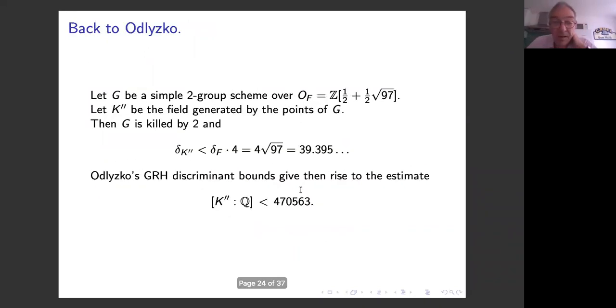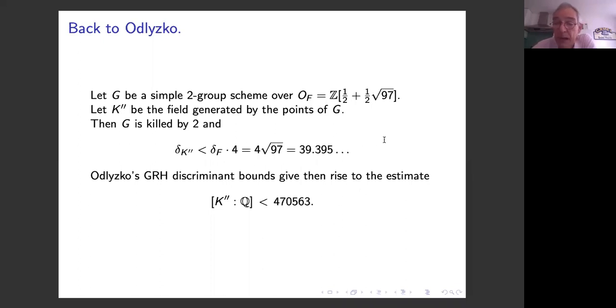Okay. Now remember how we did that over Q? Remember, we used Odlyzko. So we're going to do the same. We take the simple 2-group scheme, we adjoin its points to our field, and we get an extension. And Odlyzko tells us that there is a bound on the root discriminant. In this case, the bound is 4√97, and that is about 39. And then you look in Odlyzko's tables, and you find a bound on the degree.